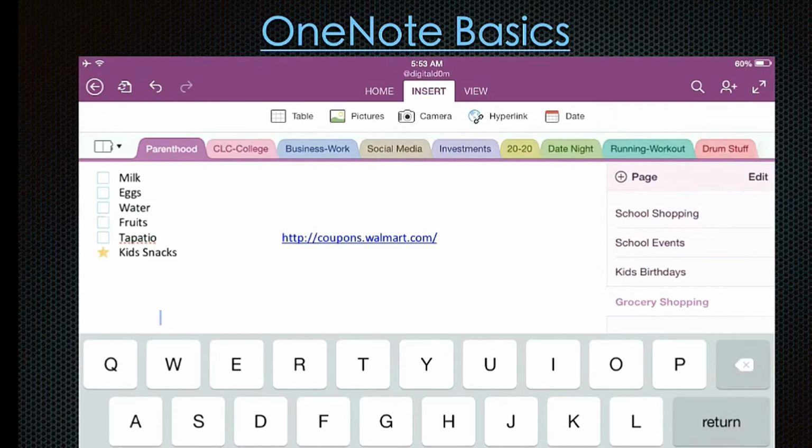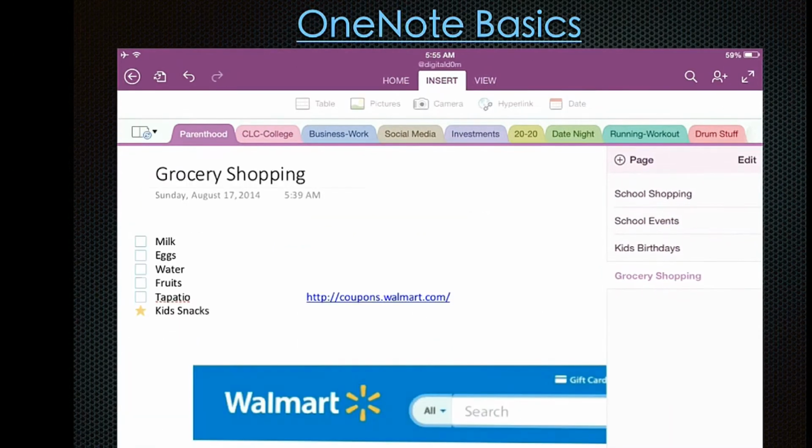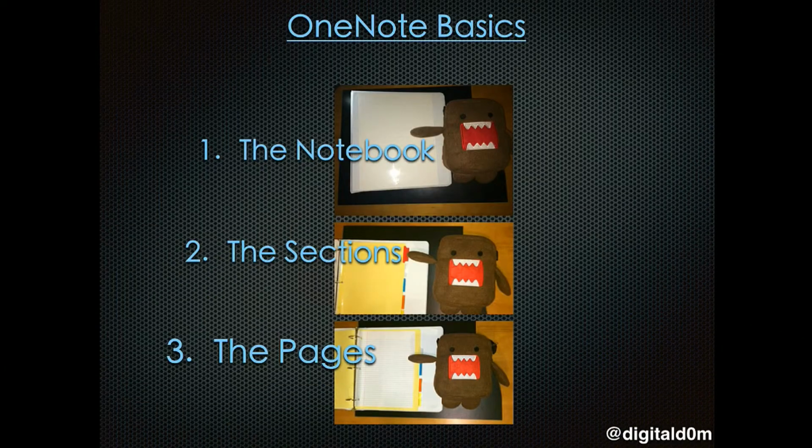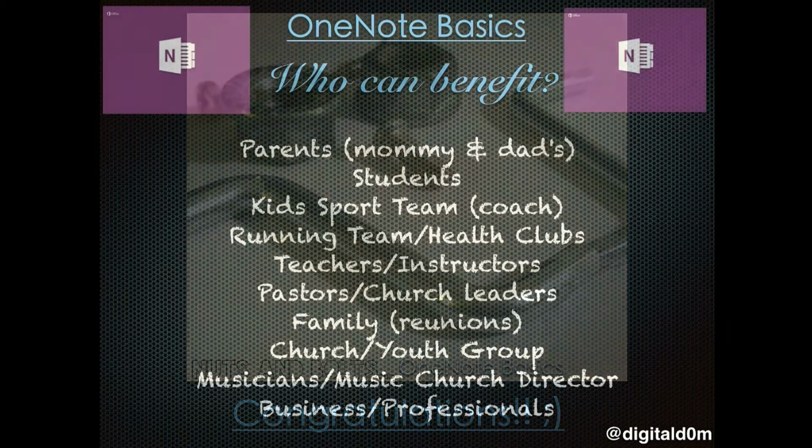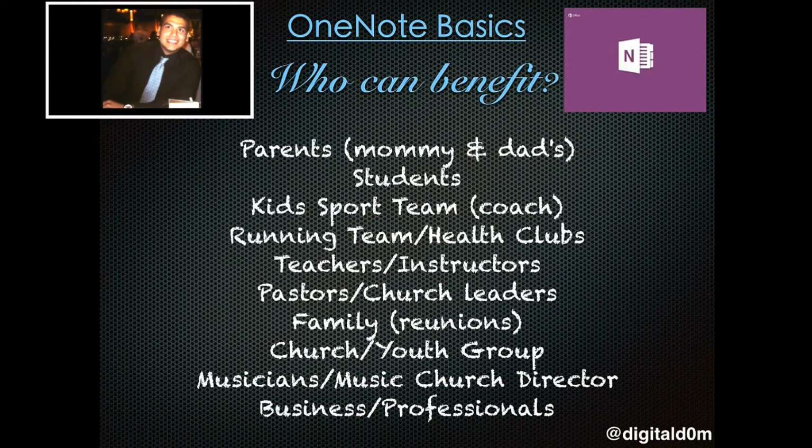All this content is within that page, and that page is within that different section, and you can add all this content to every one of the sections that's listed at the top of the screen there. So that's pretty cool. Let's recap what we learned today. We've learned how to create the notebook, how to create the sections, and how to create the pages. Now that you know the OneNote basics, you're going to be more productive and more organized. Looking at this list, you probably know somebody who can benefit from this video, so feel free to share it.